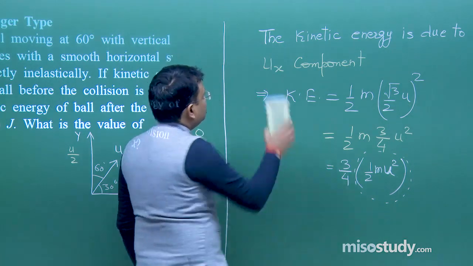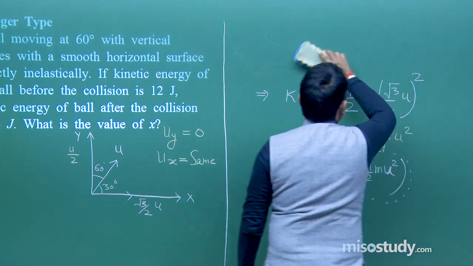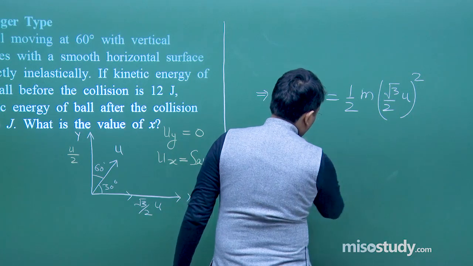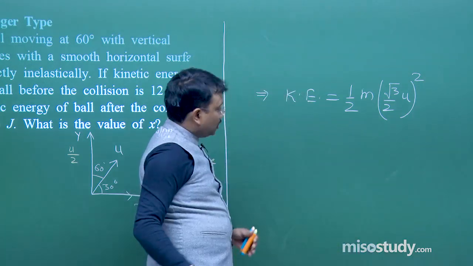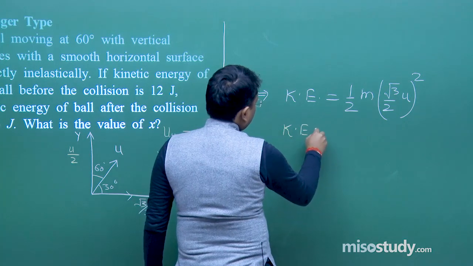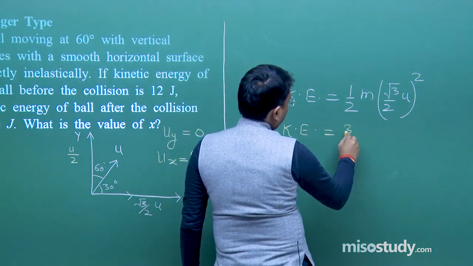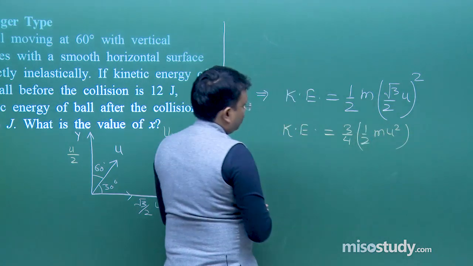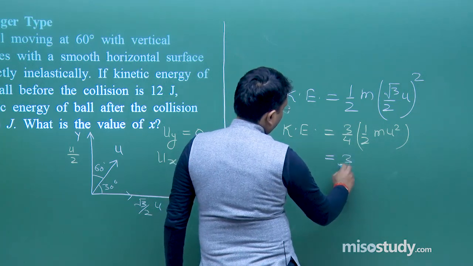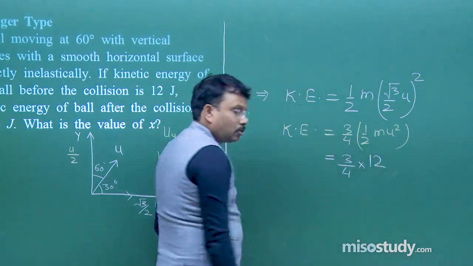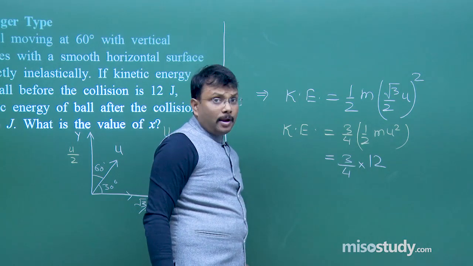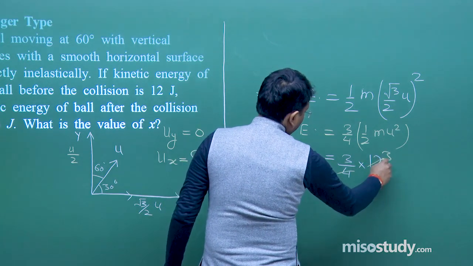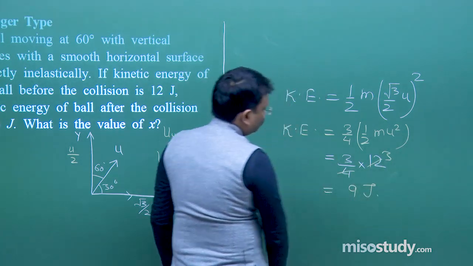So, just take a look over here, I need some space, I think I should use this place also. It will be kinetic energy is equal to 3 by 4 times 1 by 2 m u square, and 3 by 4 into 12. Why? Because half mu square is equal to 12 joule, initially it is given. 3, so it will be 9 joule.